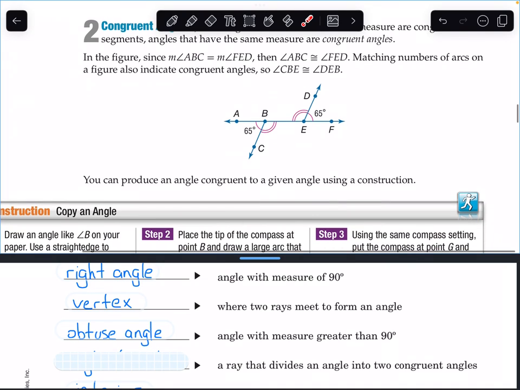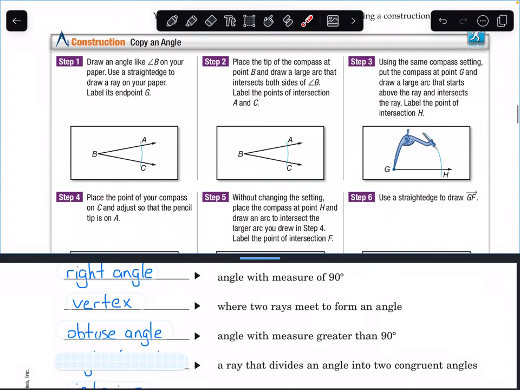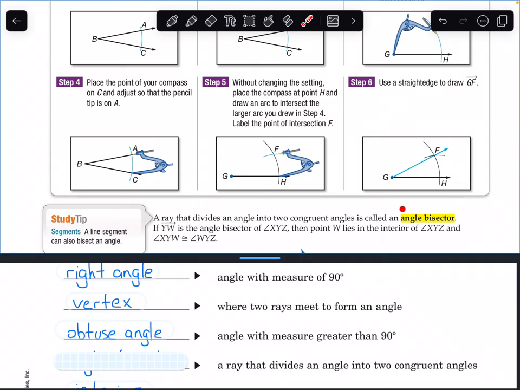congruent angles. You can produce an angle congruent to a given angle using a construction, just like we could copy a segment with our compass and straight edge. It is also possible to copy an angle. I'll let you pause and read through that yourself if you're interested.